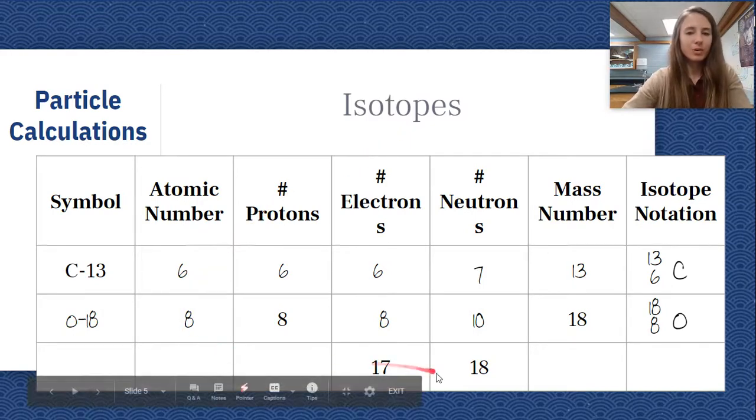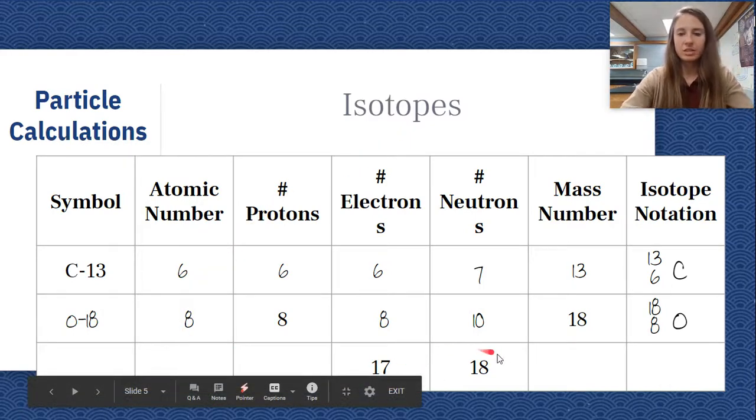For the third row, we are given the number of electrons and the number of neutrons. Remember that the number of electrons is also equal to the number of protons, as well as the atomic number. So we have 17 and 17 for those. We can also get the mass number here by adding together the protons and the neutrons. So 17 plus 18 gives you 35.